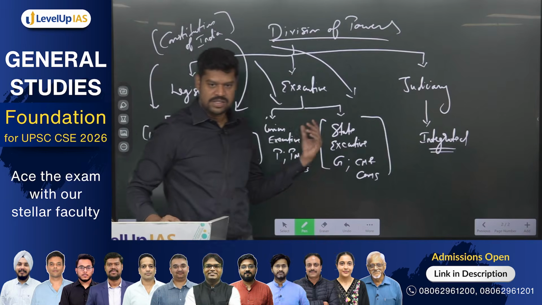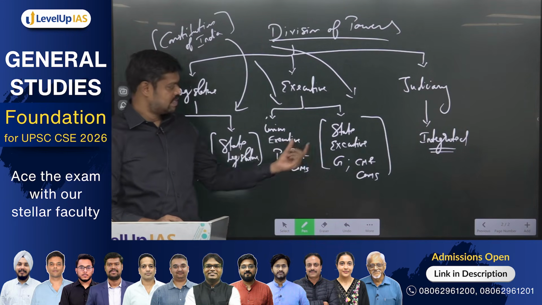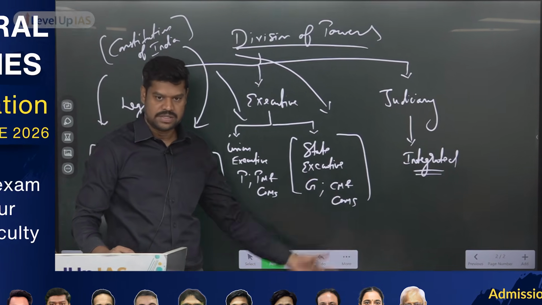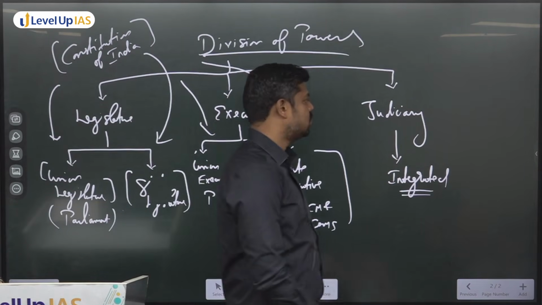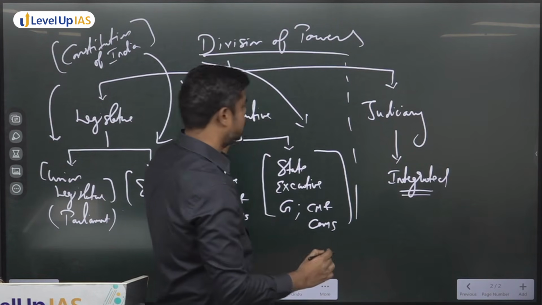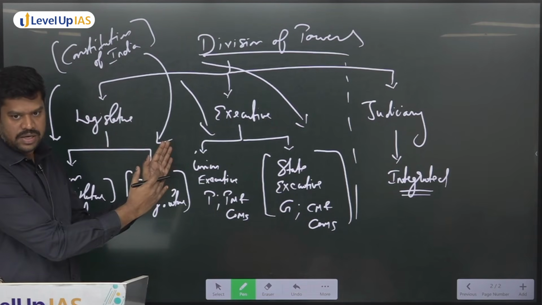But do we have a separate legislature for the states? Do we have a separate legislature for the union? We have a separate executive for the union. We have a separate executive for the states. But that is not the case with the judiciary. So the judiciary is a little independent. It does not fall under the concept of division of powers. So when you talk of division of powers, it is only for the legislature and the executive.